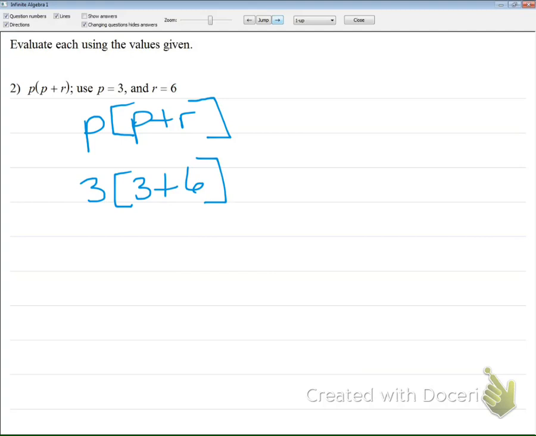I think in my notes I told you if you had an open bracket and a variable that you could put a dot in between, you could still do that just to help your mind. Oh, that's 3 times whatever's in that parentheses. So 3 times 6, or 3 plus 6 is 9, and 3 times 9 is 27. Go ahead and finish copying it if you're not done.